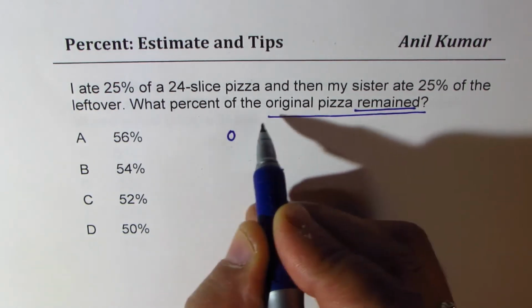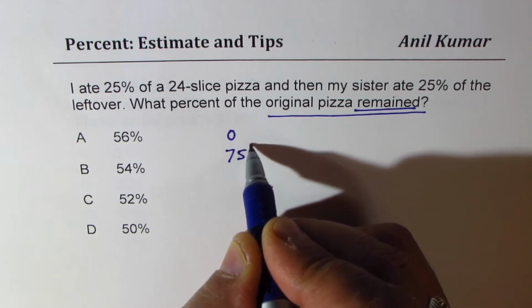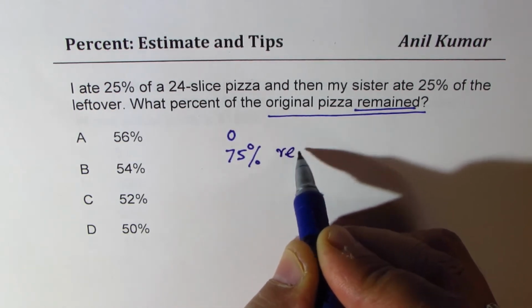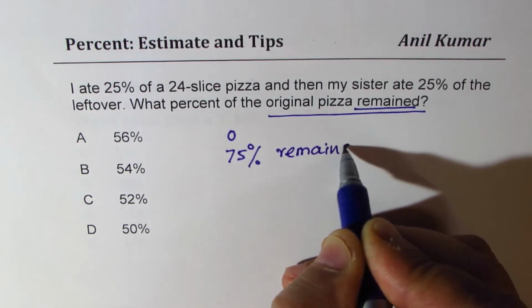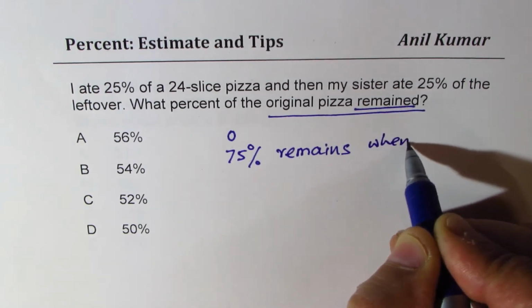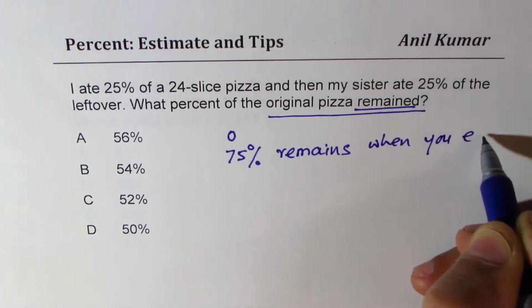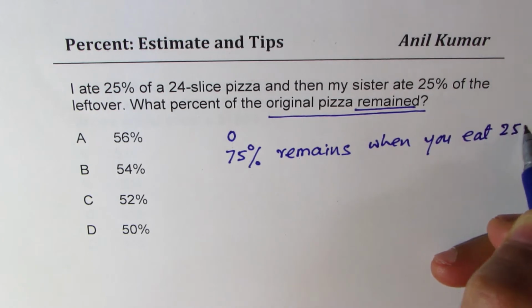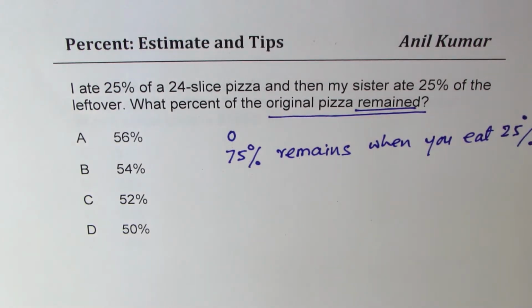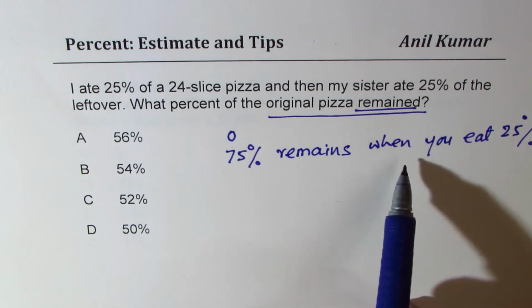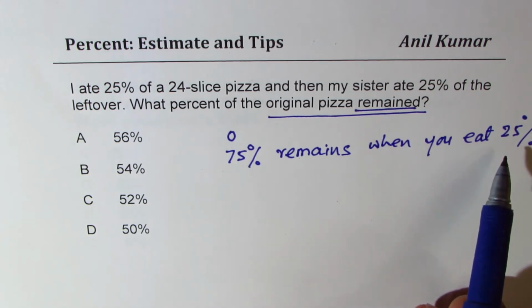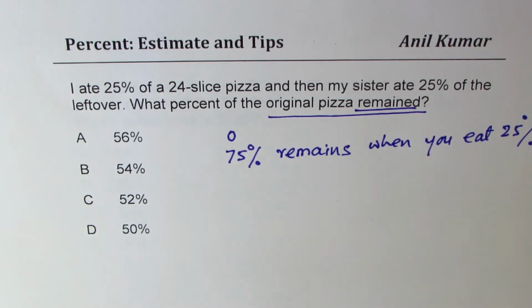So I should write 0.75 or let me write 75%. 75% remains when you eat 25%. Does it make sense? 100 minus 25, right? Or you could do it in decimals, 0.75, right? So 75% remains when you eat 25%. That is what the concept here is. Do you get the idea, right?